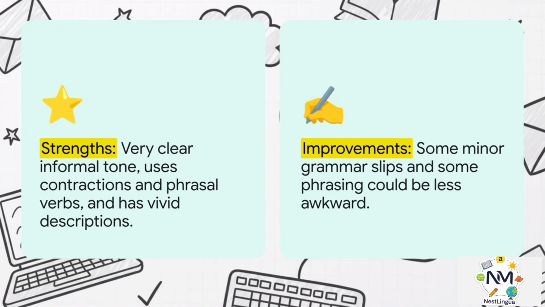real. So for student B, the absolute best thing is their amazing command of that informal tone. It just sounds so natural and friendly. The structure and the descriptions are fantastic too. The main things to work on are small, but they matter. A few little grammar slips and some phrasing that's just a tiny bit awkward. Also, mixing up the sentence length, using some short, punchy sentences with longer ones, would make the writing even more exciting to read. All in all, though, a super effective email.